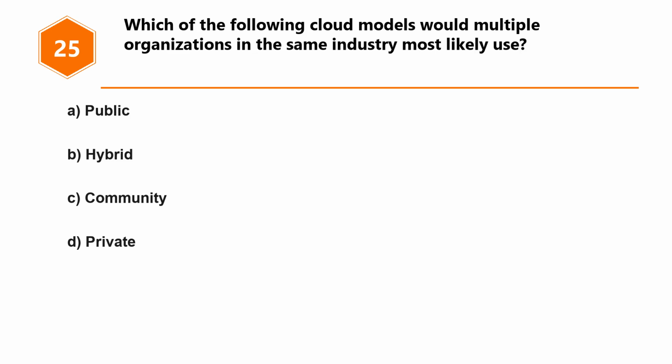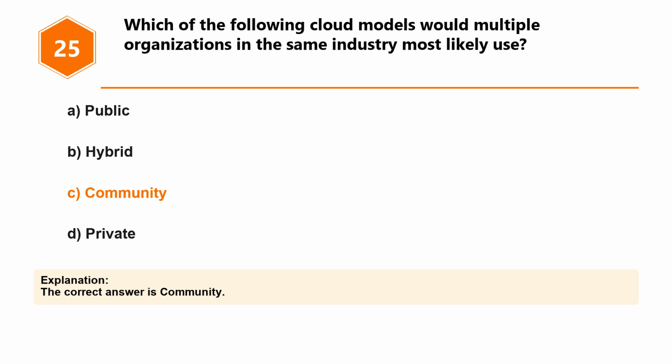Question 25. Which of the following cloud models would multiple organizations in the same industry most likely use? Option A, public. Option B, hybrid. Option C, community. Option D, private. The correct answer is option C, community.